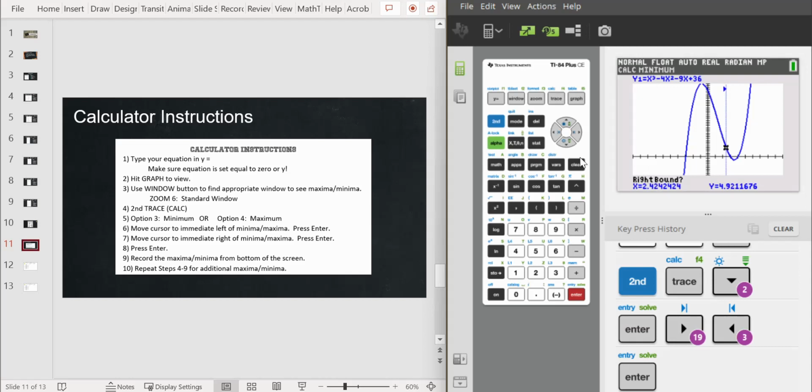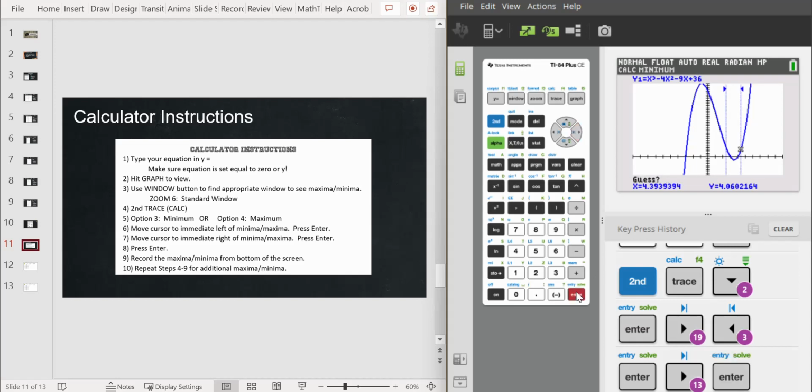Now it's wondering right bound, aka where's the right of the minimum. So again, I'm going to keep pushing to the right. I'm going to make my little X move until I'm to the right of the minimum. It doesn't matter how far right, just like it doesn't matter how far left, as long as you are to the right of it. I'm going to press enter.